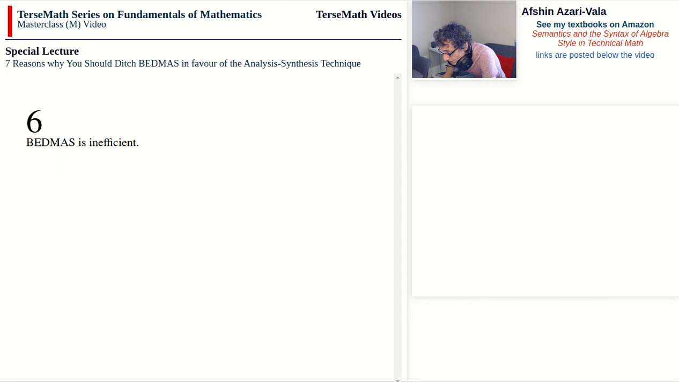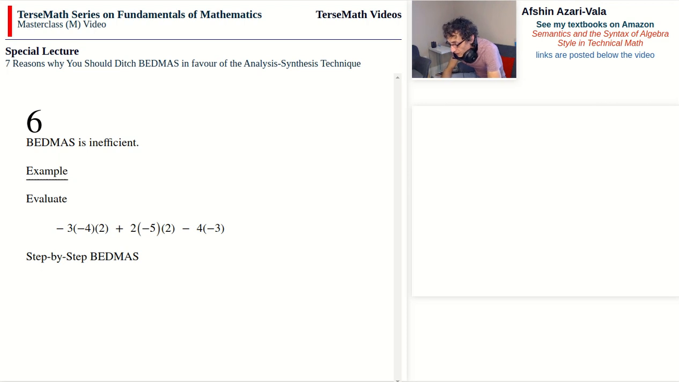Number 6, BEDMAS is inefficient. Now I have a fair amount to say about this one, and I'm going to do so through examples. Let's say we want to evaluate this expression, -3 times -4 times 2 plus 2 times -5 times 2 minus 4 times -3. I'm going to use first probably the worst version of BEDMAS, which is the step-by-step BEDMAS. And that's the one that says you go from left to right, and each time you perform only one operation according to the rule BEDMAS.